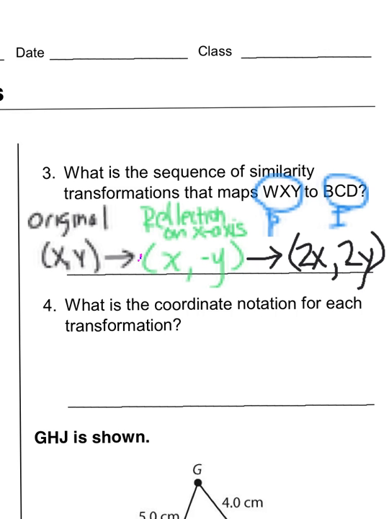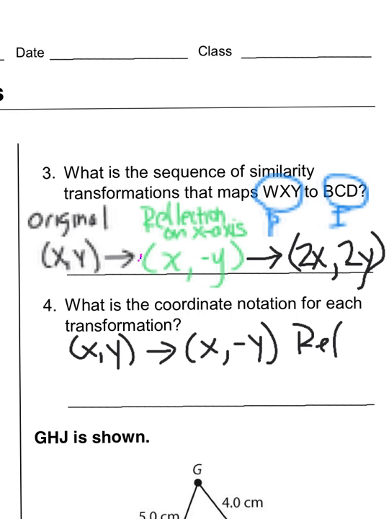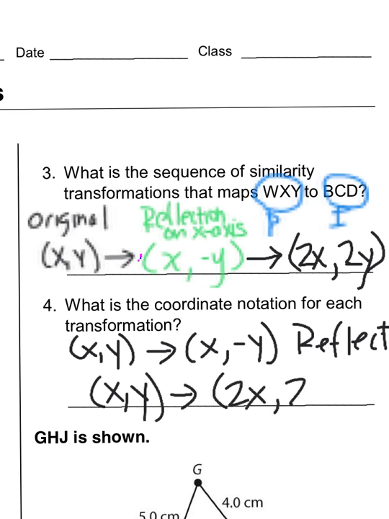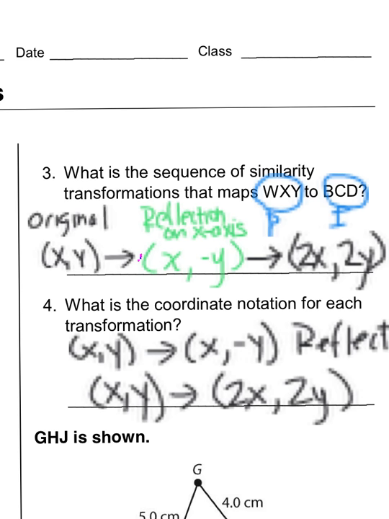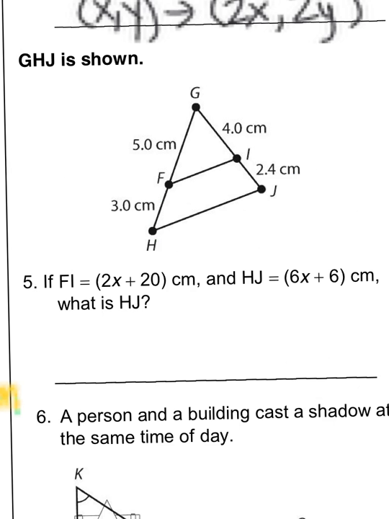It grew by a factor of 2. The coordinate notation for each transformation, so for my reflection, would be (x, negative y). So this is for my reflection. And for my dilation it would be (x, y) to (2x, 2y), which means I'm multiplying each one by 2. For problem number 5, they're asking you to find HJ, which I have marked in green.